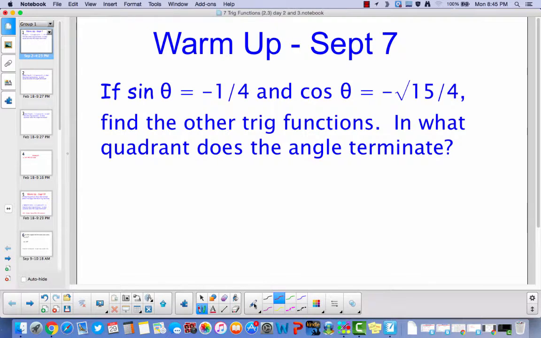Good morning. Today we're going to work with some more of the trig functions. So let's do this review from yesterday. Go ahead and take a few minutes and do it.